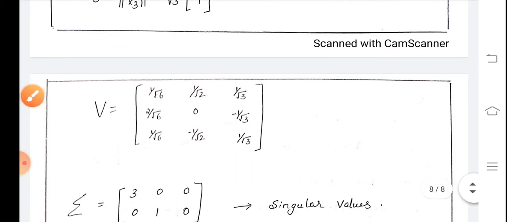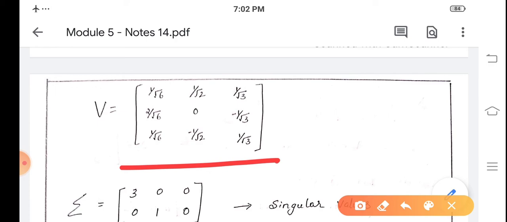So we write V as: first column 1 by root 6, 2 by root 6, 1 by root 6. Second column 1 by root 2, 0, minus 1 by root 2. Third column 1 by root 3, minus 1 by root 3, 1 by root 3.